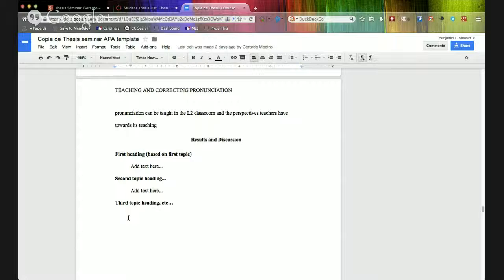This is not your interpretation yet. This is just, you observed this. The teacher actually said that, or the teacher did this. The students did this. Okay? But be careful not to insert interpretations yet.